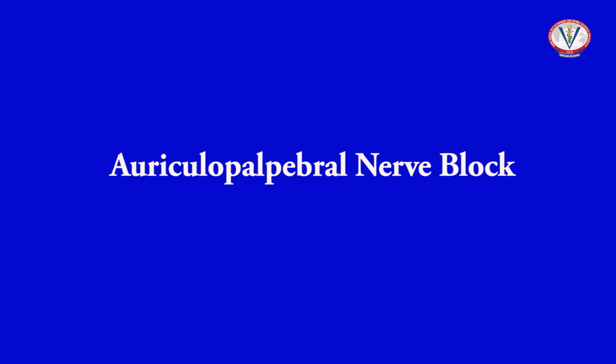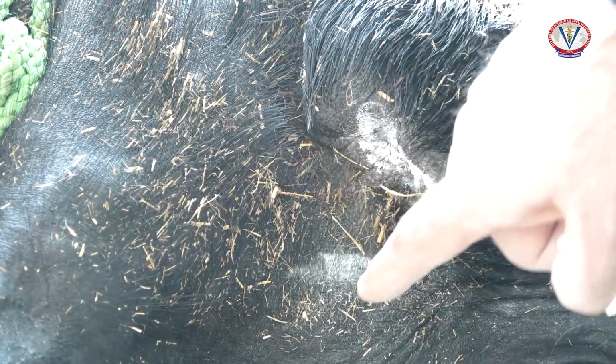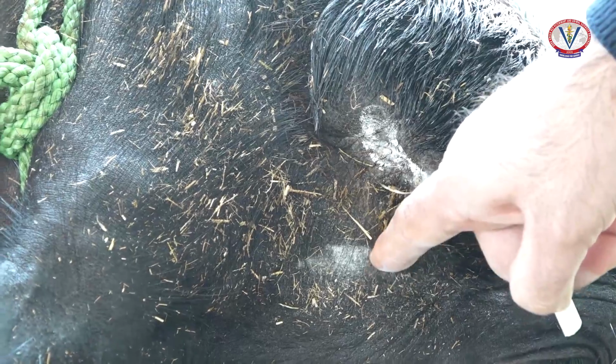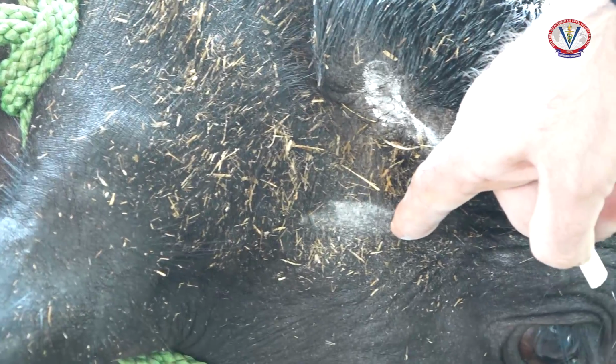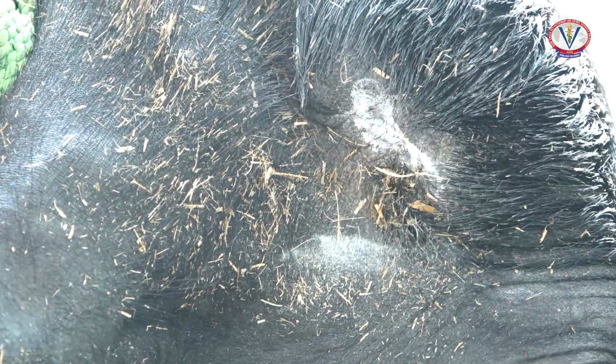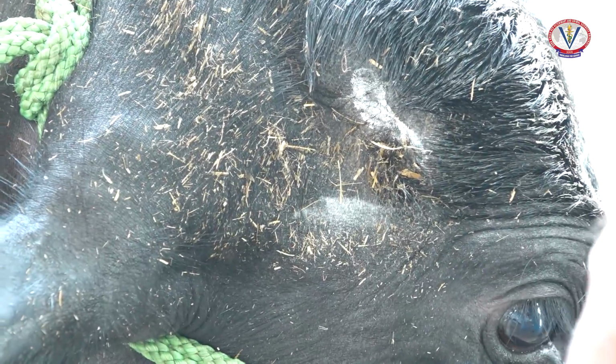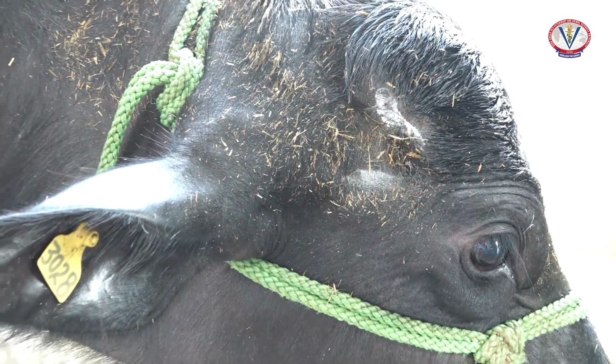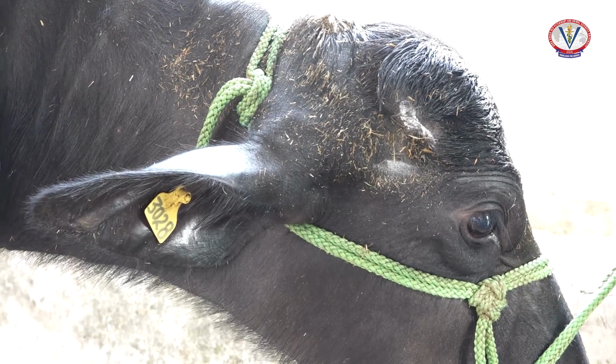The next procedure in the head region is auriculopalpebral nerve block. The orbicularis oculi muscle causes tight lid closure, especially in painful eye conditions, and eyelid akinesia and anesthesia may be essential for complete examination of the eyeball.